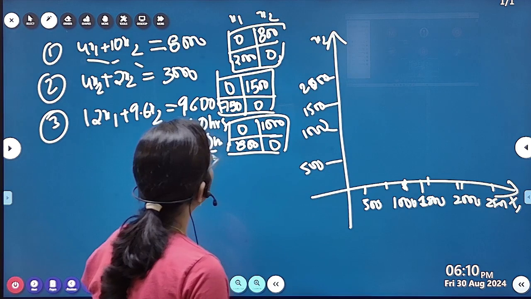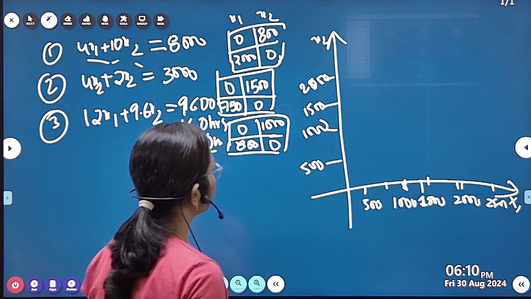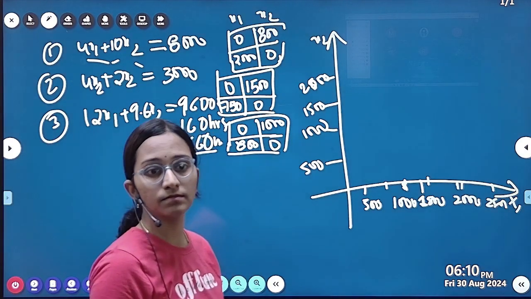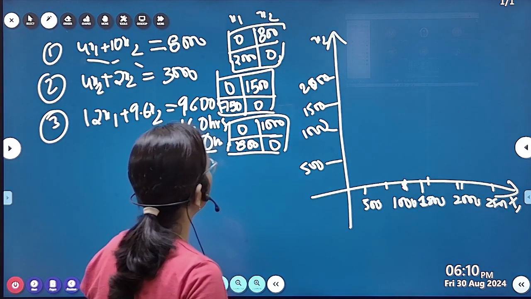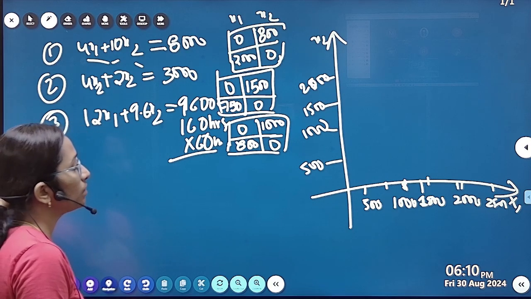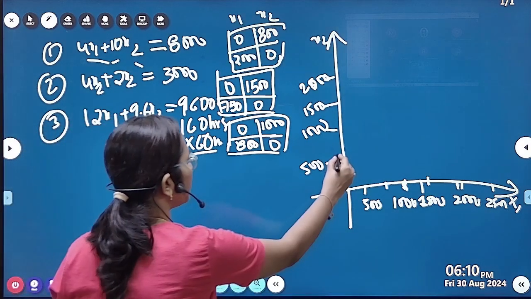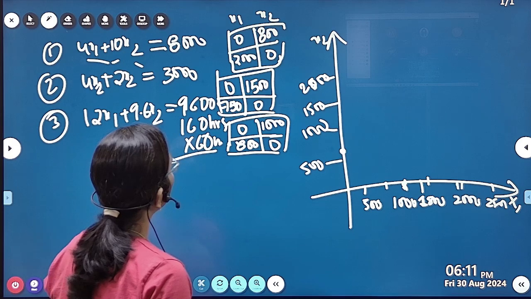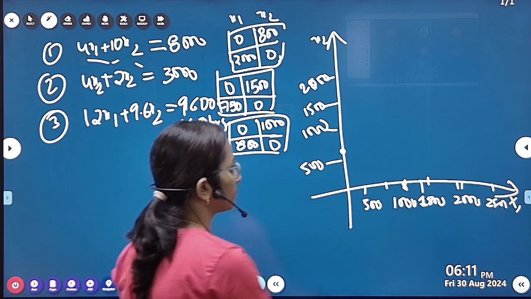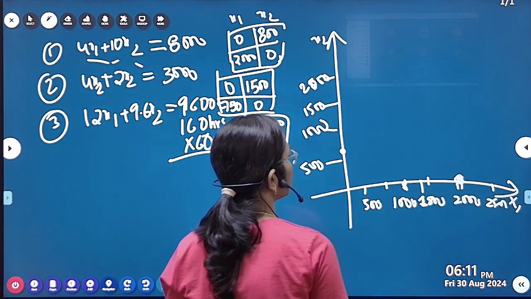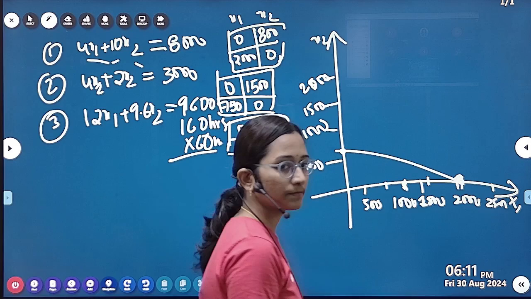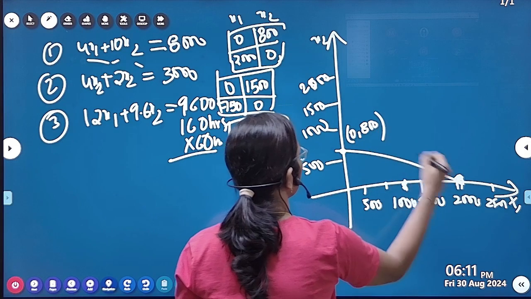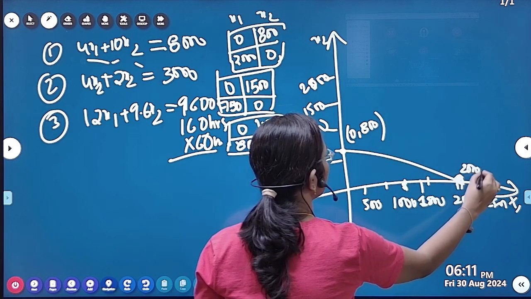So tell me now, 0 to 800, where will you get? Zero to 800, where x1 is 0 and x2 is 800, you will get here, right? Next, x1 is 2000, here you will get, right? Okay, so this is 0, 800 and this is 2000, 0.